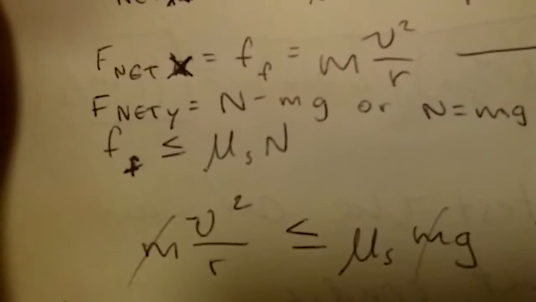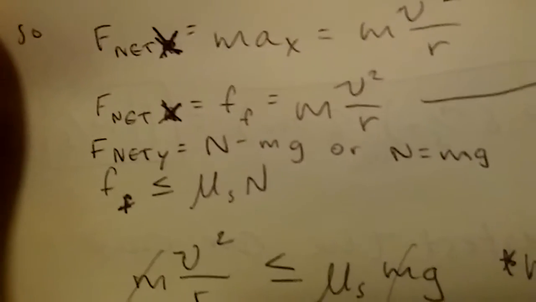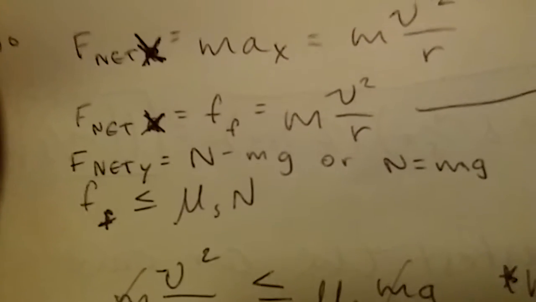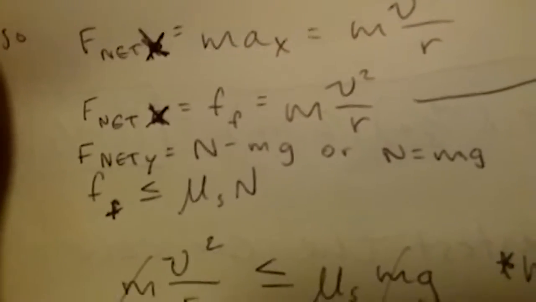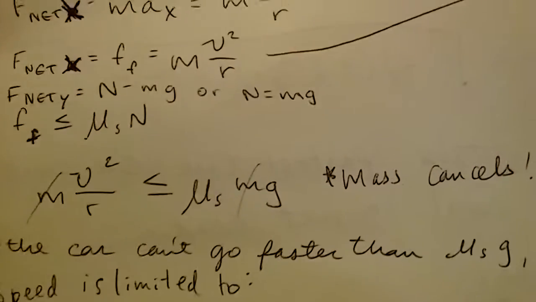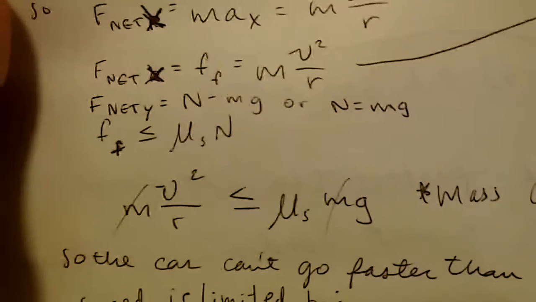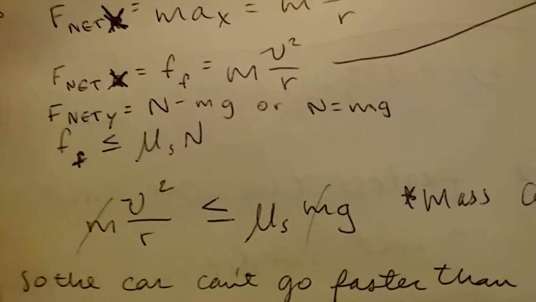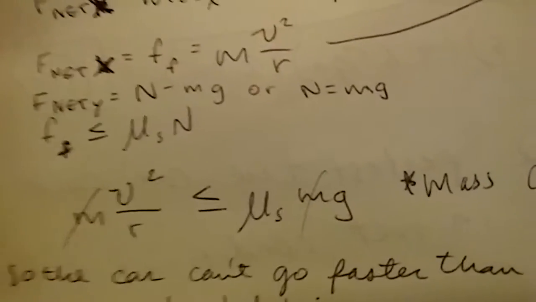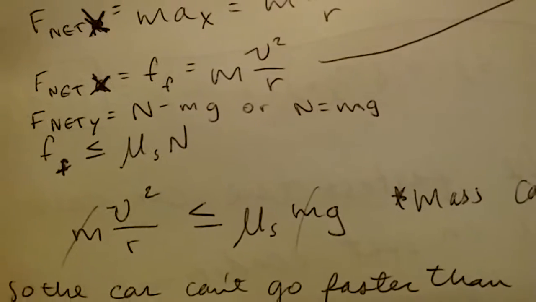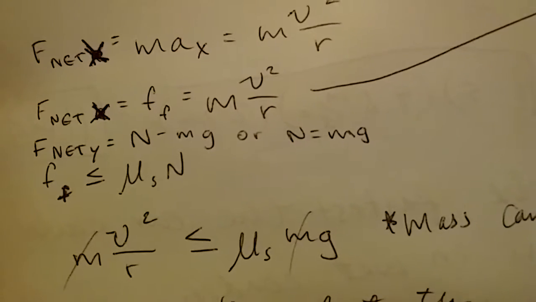This is one of the known equations that we have, that the friction force has to be less than or equal to mu s N for static friction. So we can substitute in what we know, that the friction force is equal to m v squared over r, and since N is equal to mg, we can substitute that on this side. That gives us m v squared over r is less than or equal to mu s mg. Then our masses cancel because we have one on both sides, which leaves us with v squared over r less than or equal to mu s g.